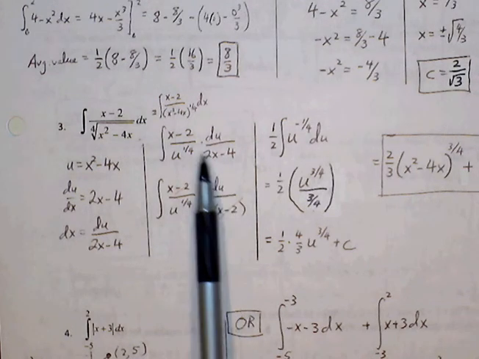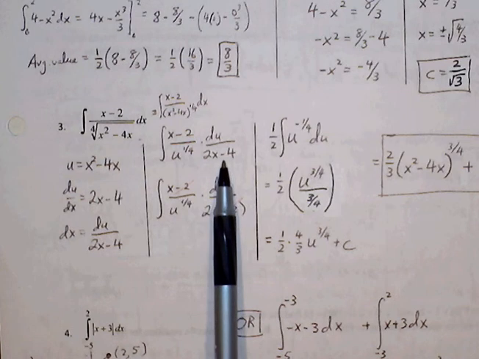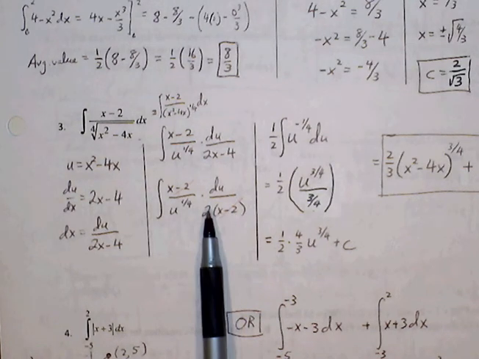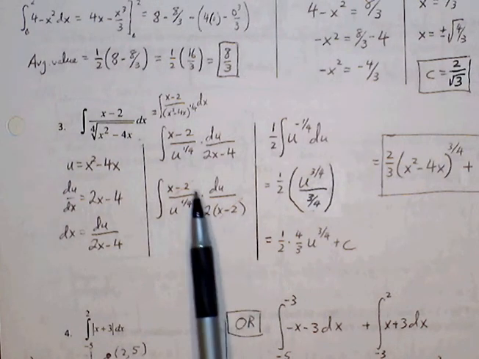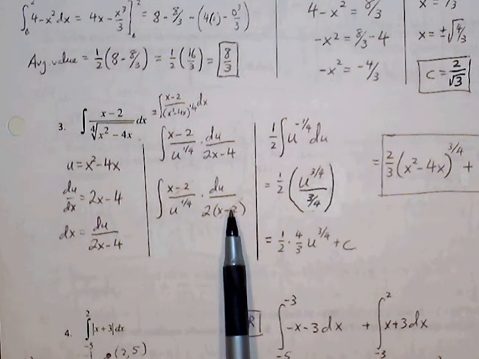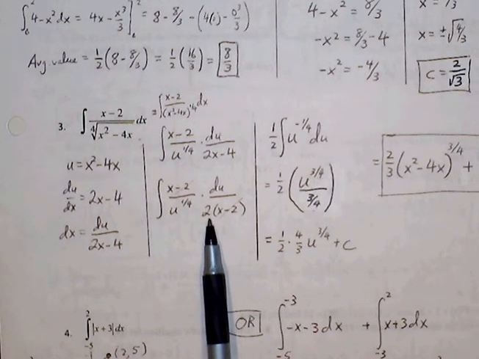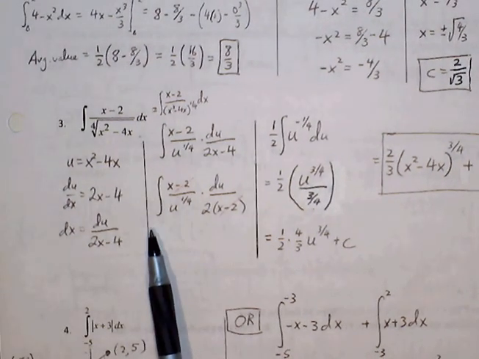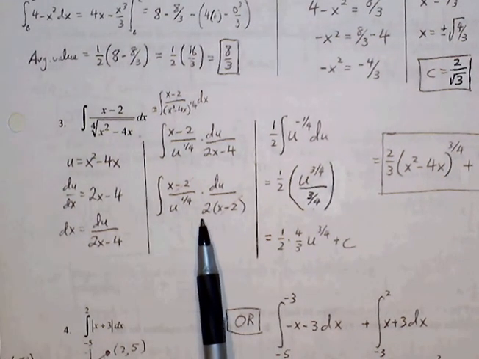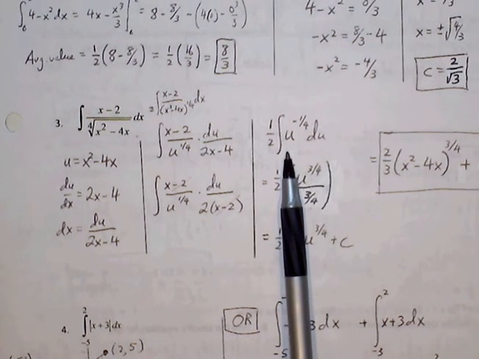x minus 2 and 2x minus 4 doesn't quite yet cancel out, but what we can do is factor out a 2, which leaves us with x minus 2. And then we see that we have some common factors that we can take out. So x minus 2 cancels out. There's a 2 remaining. We don't want to lose this, so we pull the 2 outside the integral, making it 1/2 because this 2 is in the denominator. So 1/2 times the integral of u to the negative 1/4.